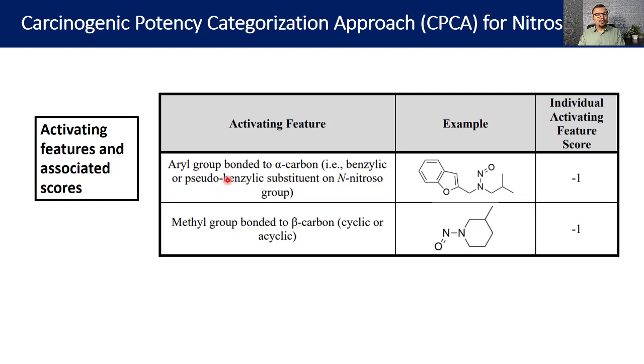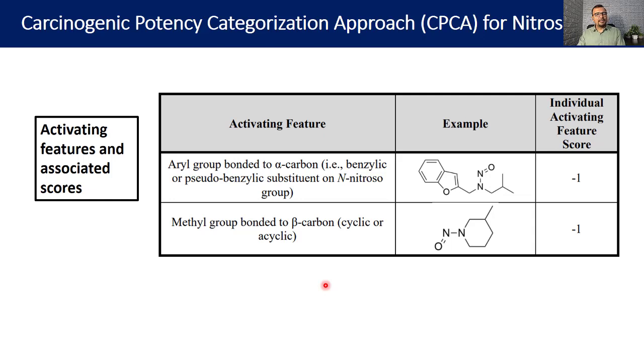The aryl group present on the alpha carbon is going to increase the potency, and here the activation score is -1. -1 means what? It is going to actually reduce the potency score, and we all know that the lower the potency score, the higher the carcinogenic potency. Similarly, the methyl group present on the beta carbon is also going to increase the potency of the nitrosamine, and -1 is the activation score.